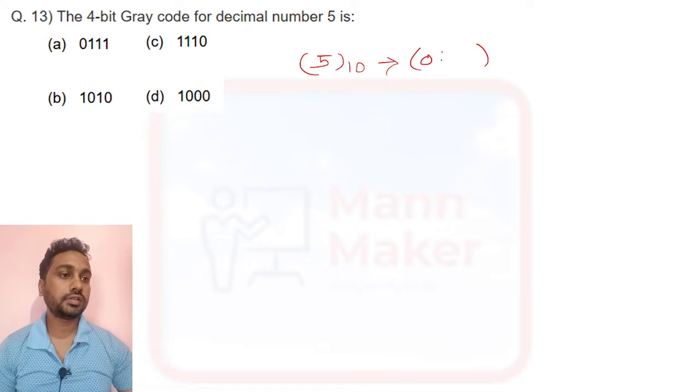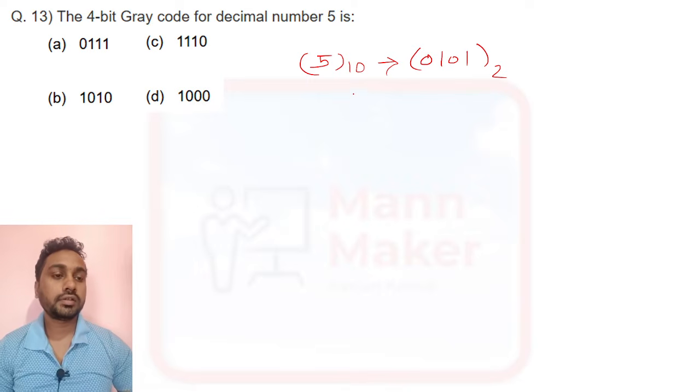That is your 0101. This is what? Binary number. So 5 we know binary, this one. Now we need to find the gray code conversion. Gray code we need to find. So write like this: 0101. Okay, this is your binary.